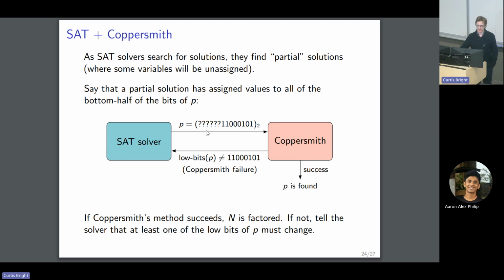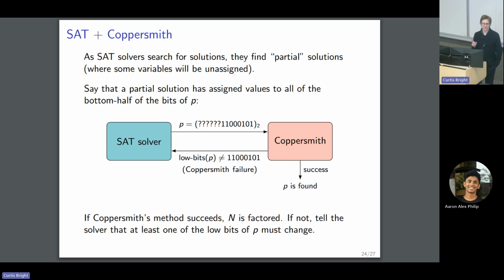Otherwise, you made an incorrect guess. One of these bits was not assigned correctly, in which case, now Coppersmith is going to fail, right? There's no way to extend these low bits if they were assigned incorrectly to high bits. There's no prime of that form. Coppersmith is going to tell you that. It's going to say, failure, couldn't find any high bits that work.